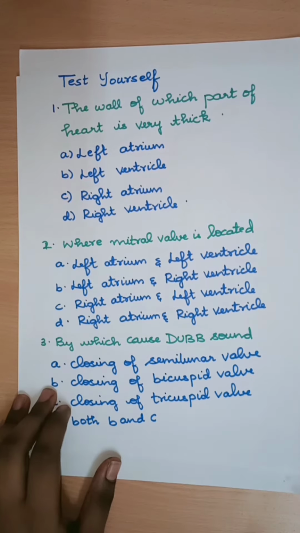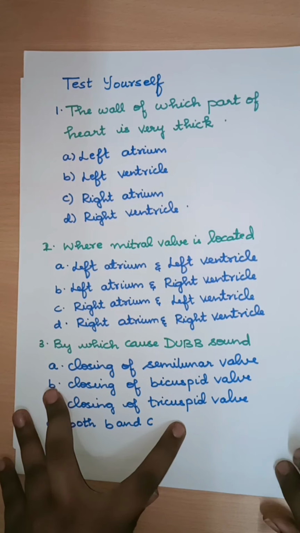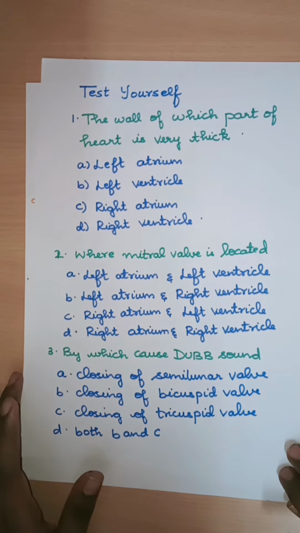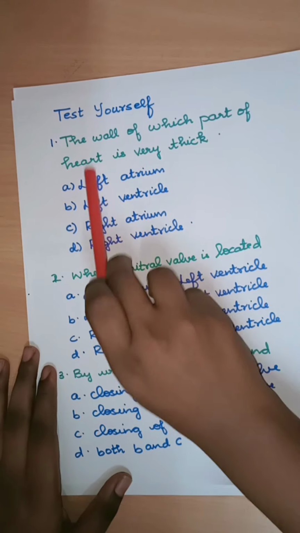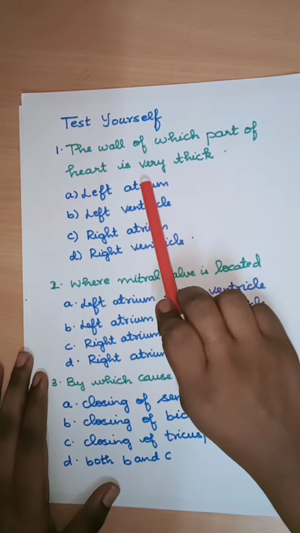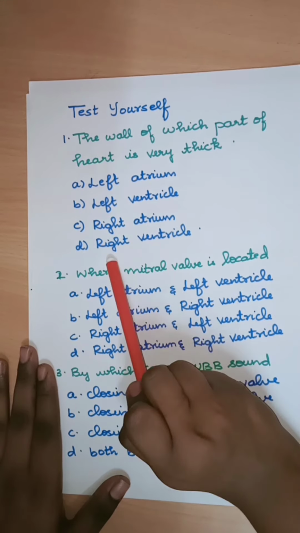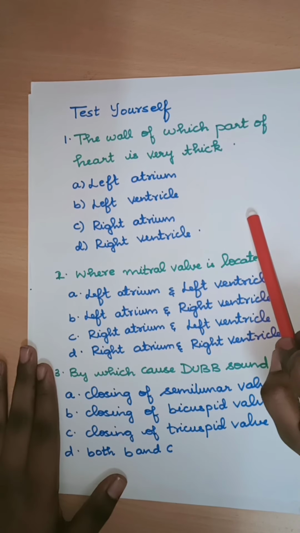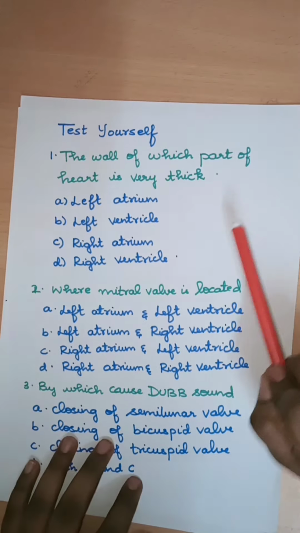Now time to test yourself. Take these test yourself questions very seriously because they may also come in your upcoming NEET questions. Okay, now let me read these questions. The wall of which part of the heart is very thick? Options are left atrium, left ventricle, right atrium, right ventricle. This was already asked in one examination, so this may also come in the NEET examination.